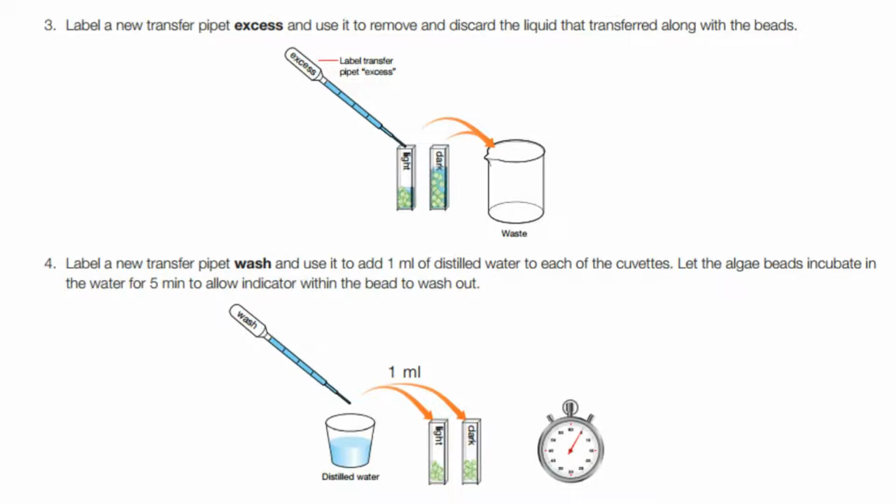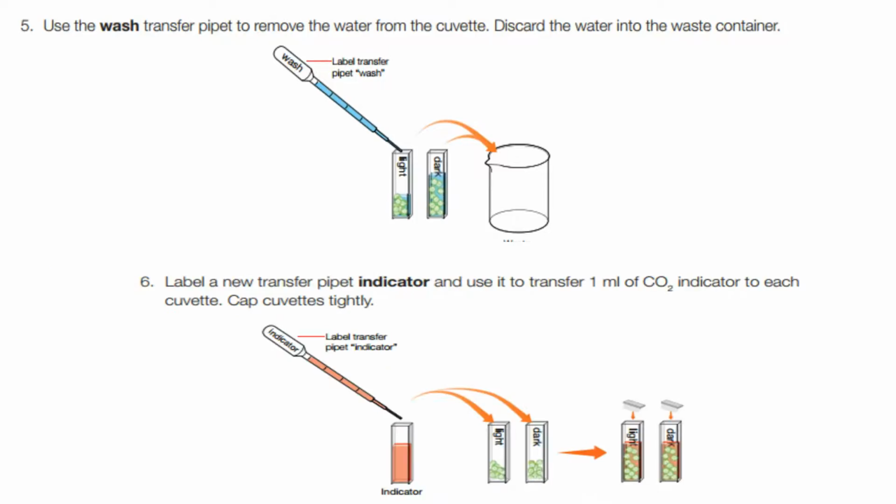You're going to label a new transfer pipette wash, and you're going to use it to add 1 ml of distilled water to each of the cuvettes. And you're going to let these algal beads incubate in the water for 5 minutes. So make sure that you time them for 5 minutes and let them incubate at room temperature. Now you're going to use that wash transfer pipette to remove that water that you just incubated the algal beads in, and you're going to put that water into the waste container. You're going to label another transfer pipette indicator for carbon dioxide, and you're going to transfer 1 milliliter of carbon dioxide indicator into each cuvette, and then you're going to cap them tightly.